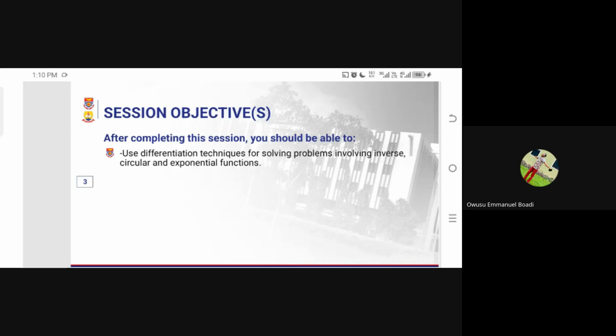Please, when do you say a function is injective? It's the same as one-to-one. An injective function is a one-to-one function. Okay. Is there another name for one-to-one?